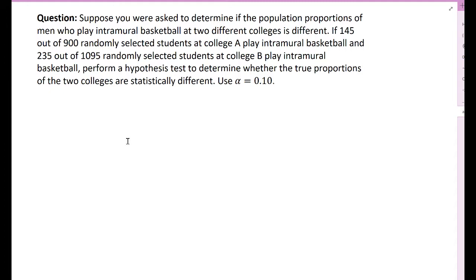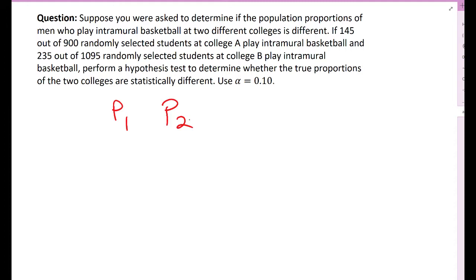So we're testing two proportions. Similar to what we did for the two means, instead of having p compared to a number, we're going to have p1 compared to p2. We're going to compare the proportion at college A to the proportion at college B. Subscript 1 is A, subscript 2 is B.